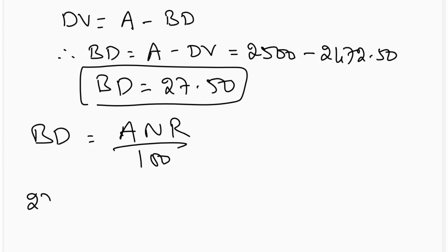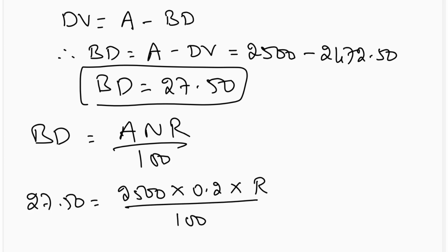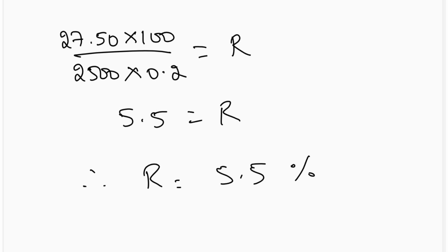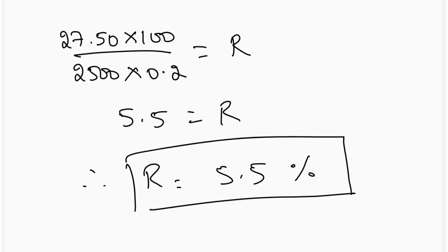Now using another formula, banker discount will be ANR by 100. By substituting in this, 27.50 will be 2500 into 0.2 into R, we don't know R, we'll write it as it is. Now by cross multiplying, 27.50 into 100 on the left side, and 2500 into 0.2 will come in the denominator, equal to R. By simplifying this one, you will get 5.5 which is equal to R. Therefore R you will write as 5.5%. This is the rate of interest.